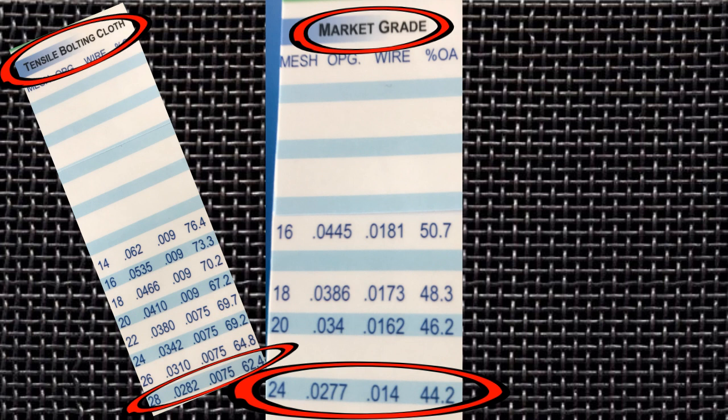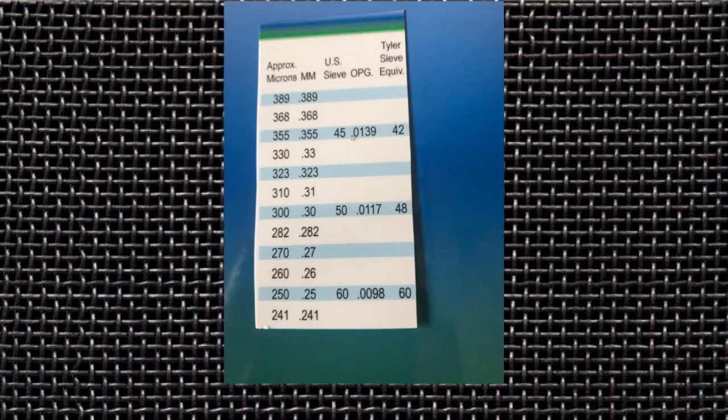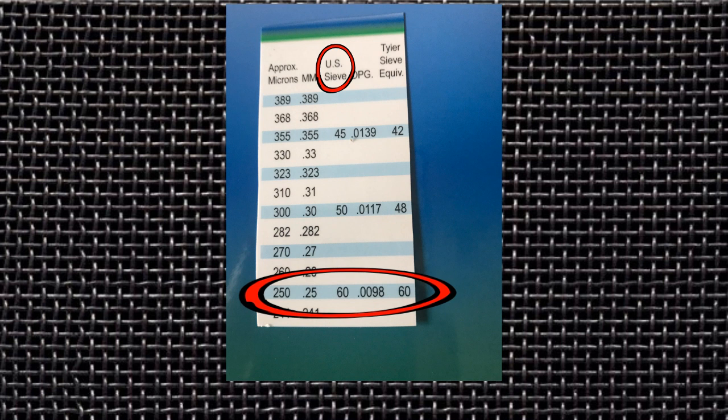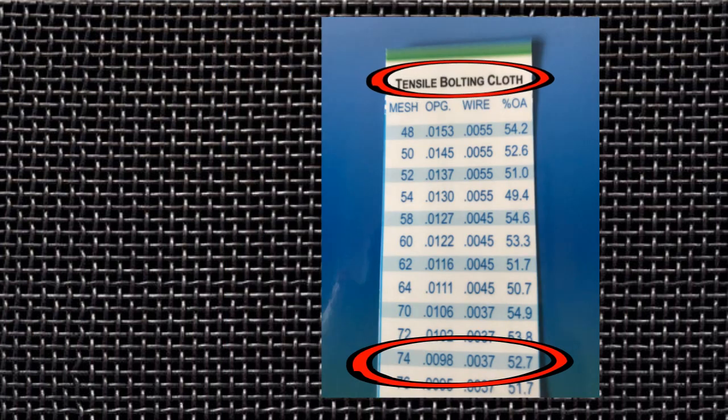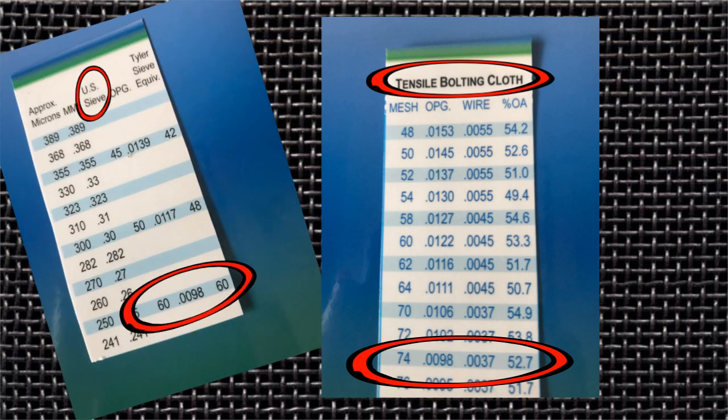Now let's say you're running a 60 US sieve on your Rotap machine. You need to convert that US sieve number 60 to a standard manufacturing mesh cloth from either the tinsel bolting cloth, mill grade, or market grade families. Focus on the opening of your US sieve number 60, which is 0.0098. Yes, 74 TBC or tinsel bolting cloth has the identical opening.